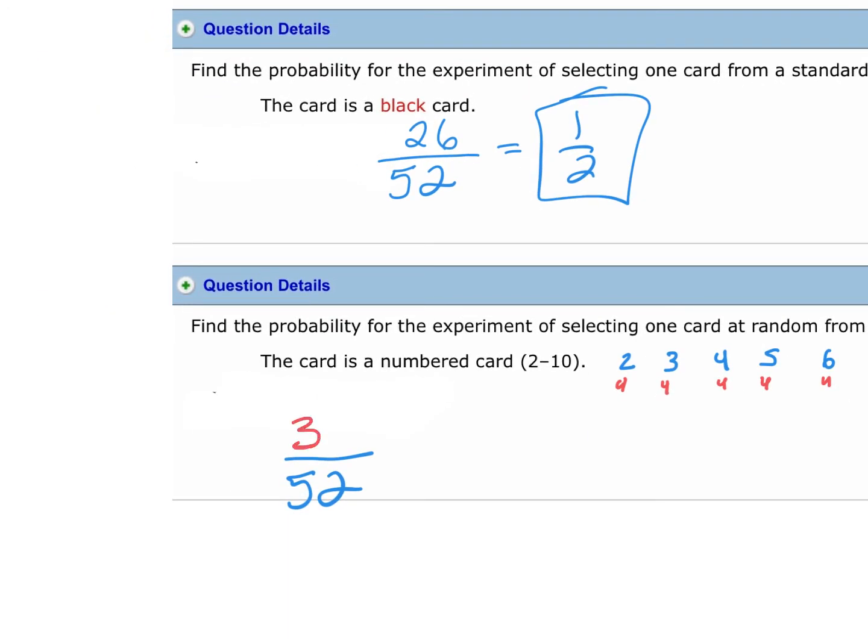36 of the 52 cards have a 2, a 3, 4, 5, 6, 7, 8, 9, or 10. So when I reduce that, what does that become? 9 over 13. Say it again. 9 over 13? Yeah. That you guys got? You agree with me in here?